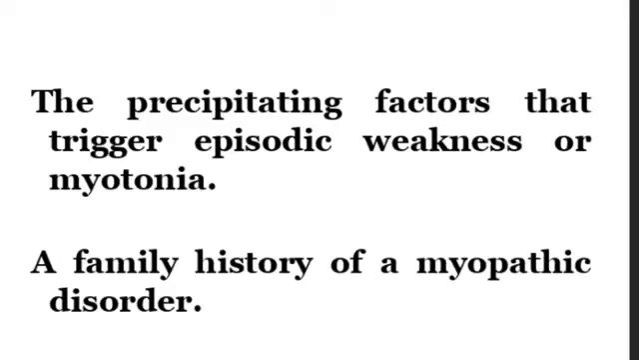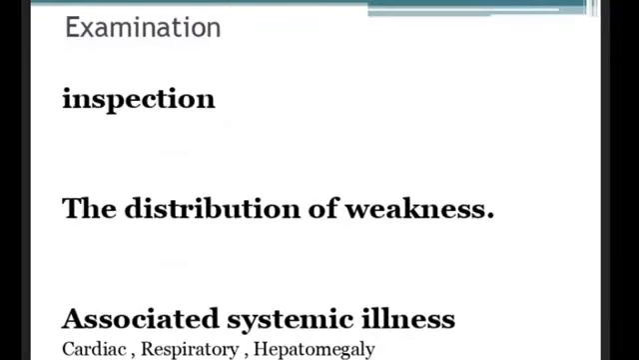Cold may precipitate myotonia. Fever and exercise precipitate weakness in types of hereditary metabolic myopathy. Family history of myopathic disorder: skeletal deformities or functional limitations are usually more informative than questions such as, does any member of your family have a muscle disease? Examination. Inspection first.